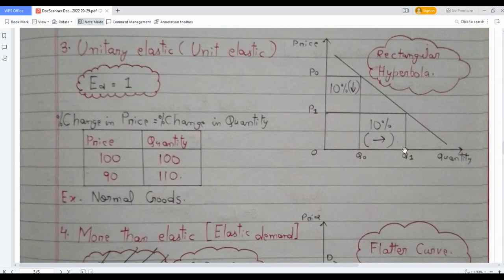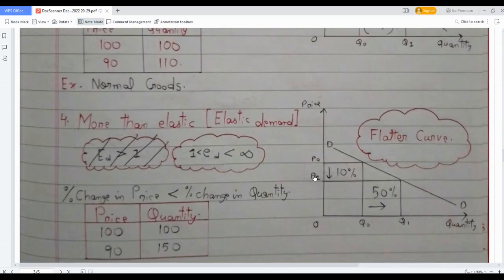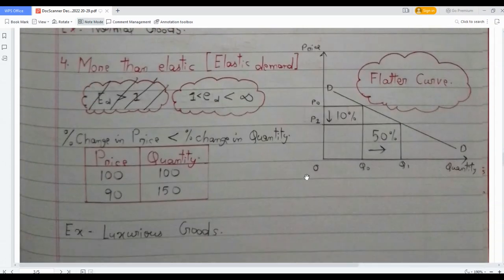The curve is a rectangular hyperbola. And why is it a rectangular hyperbola? Because the area of any rectangle under this curve will be equal. Therefore, it is known as a rectangular hyperbola. And the example of these unit elastic goods are normal goods, as there is unit elasticity in the case of normal goods. Normal goods like milk, cheese, butter, all these are normal goods.